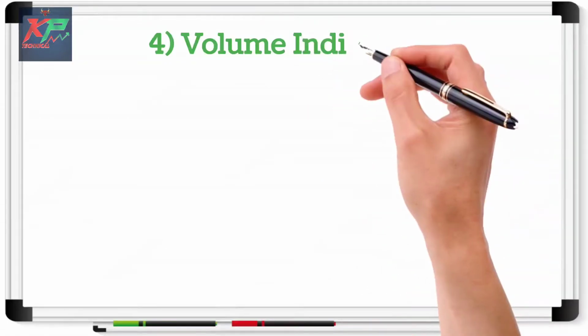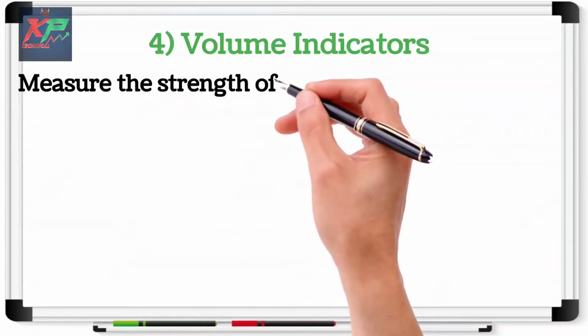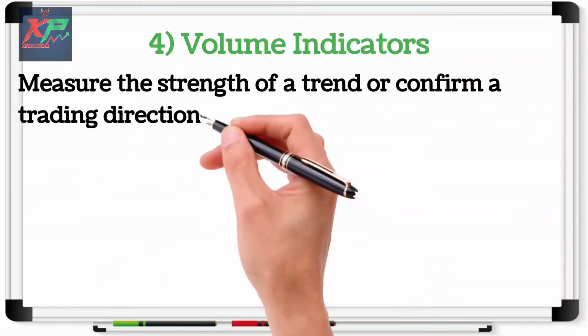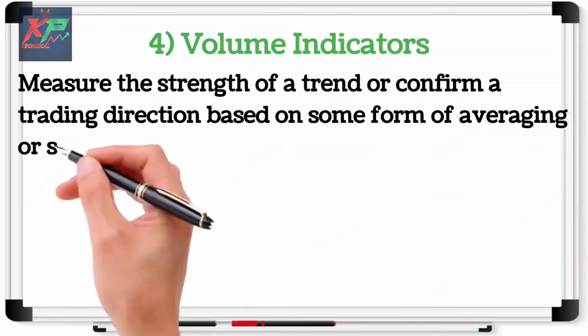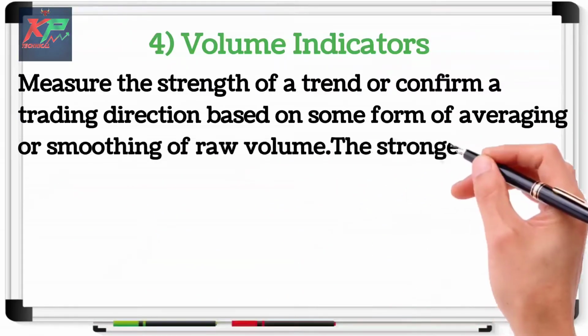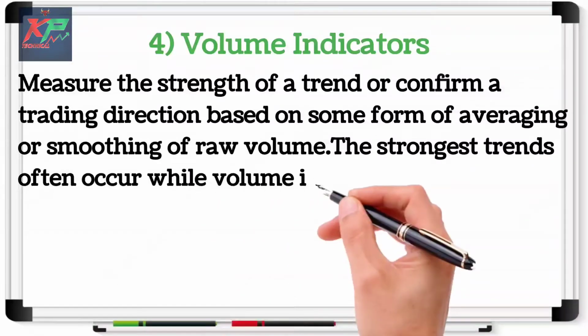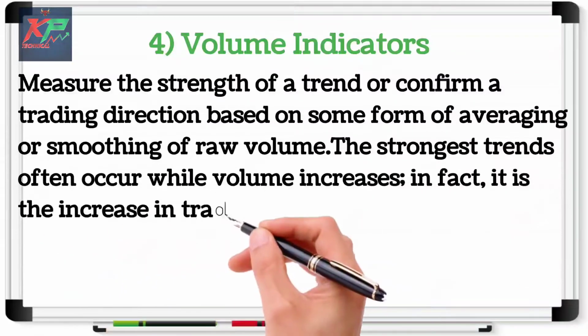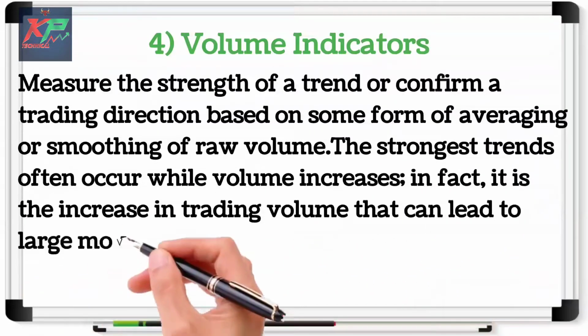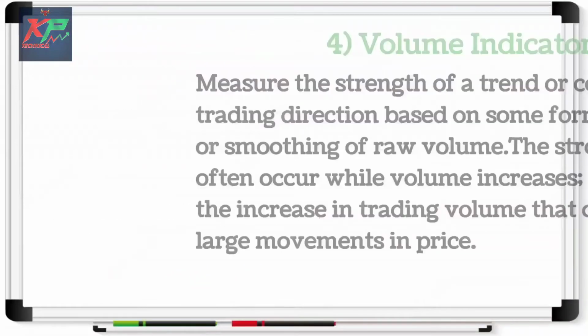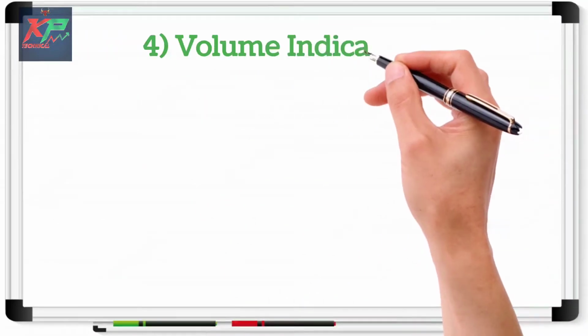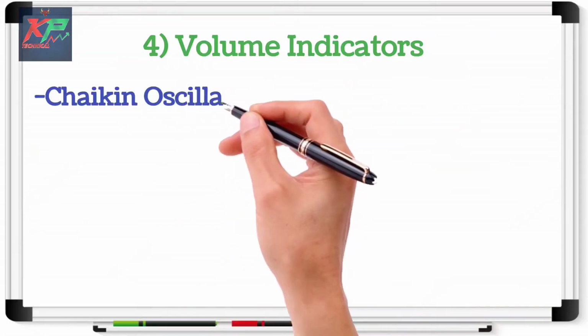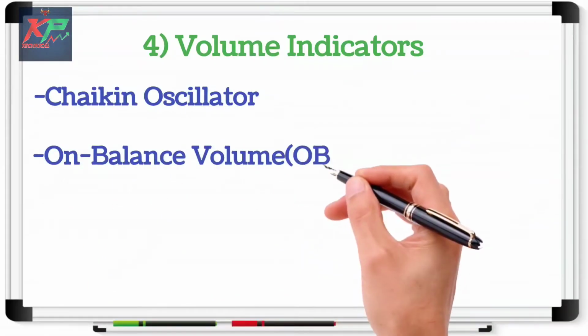4. Volume indicators measure the strength of a trend or confirm a trading direction based on some form of averaging or smoothing of raw volume. The strongest trends often occur while volume increases. In fact, it is the increase in trading volume that can lead to large movements in price. Volume indicators: Chaikin oscillator, on balance volume, volume rate of change.